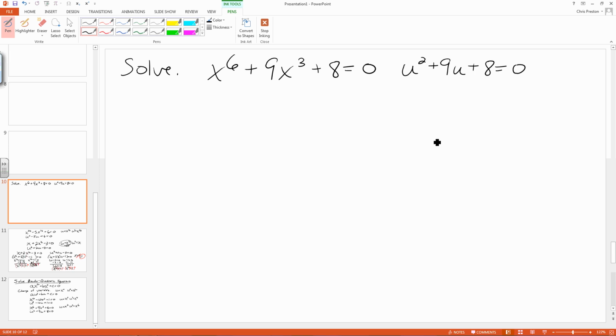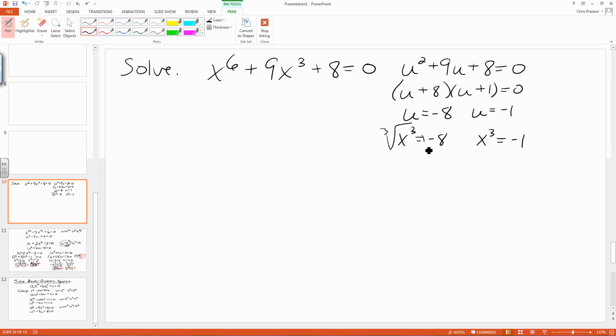it's looking like this. So I think, okay, I'm going to factor that. Set each of these factors equal to 0, so I'll end up with u equal to negative 8, u equal to negative 1. And then I'll go back and say, okay, this is x cubed equals negative 8, x cubed equals negative 1. So I'll just cube root those. All right. That should work. Give me negative 2 and negative 1 as answers.